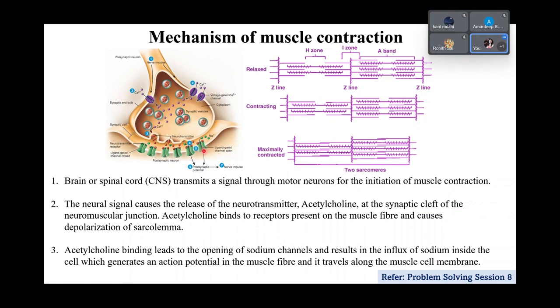Because the sarcoplasm has calcium 2+ ions, as soon as your action potential is moving across, the sarcoplasmic reticulum will get activated and release calcium. Now calcium is released, and we will see how this contraction takes place. So calcium will go and bind to troponin. Troponin was originally sitting on actin, masking the myosin binding site.